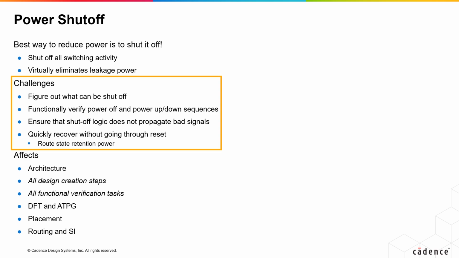But the challenges which are associated with power shutoff methodology are we need to figure out which portion or design part can be shut off. Also, you need to functionally verify power off and power up down sequences. We must ensure that shutoff logic does not propagate bad or wrong unknown signals. Also, the design needs to quickly recover without resetting the shutoff blocks. That is, we need to route through state retention power.